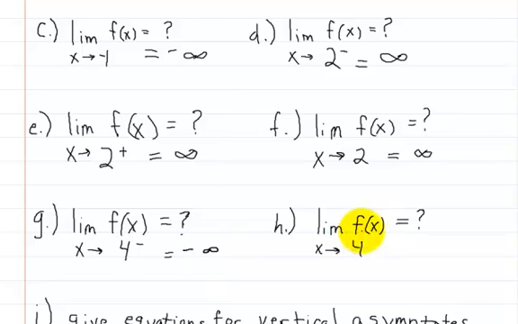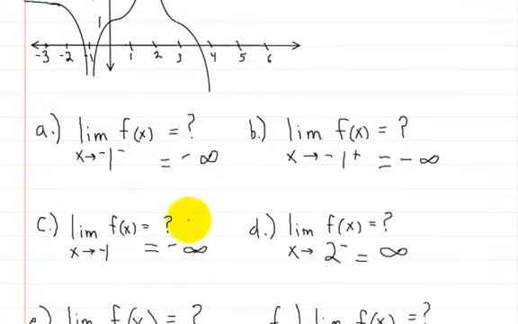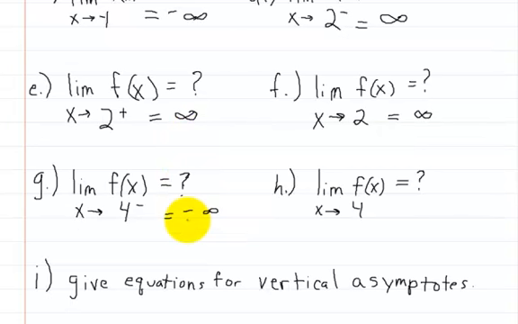Now, what's the limit of f of x as x approaches 4? Well, from the left, it's actually approaching negative infinity, and from the right, it's actually approaching positive infinity. And since this one's pointing towards positive infinity, and this one's approaching negative infinity, this is actually undefined because it has to approach the same point. So this is undefined.